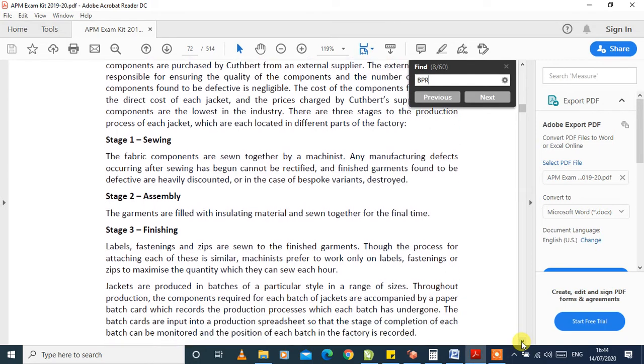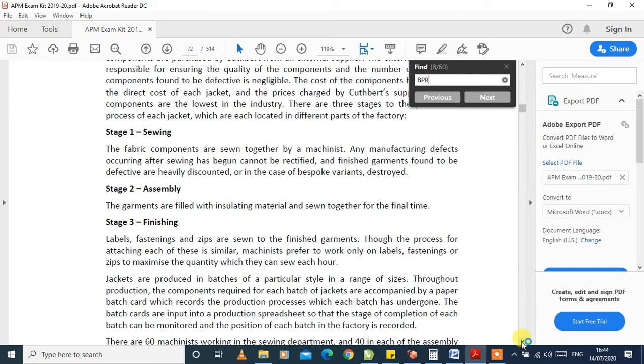Though the process for attaching each of these is similar, machinists prefer to work only on labels, fastenings, or zips to maximize the quantity which they can sew each hour. Basically, they are talking about specialization, guys. The machinists like to work on one item only. Zips means zips only. Every day they work on zips. Labels means every day working on labels. Why? If you are a specialist on something, then you'll be faster in that. So the people here believe in that specialist concept.